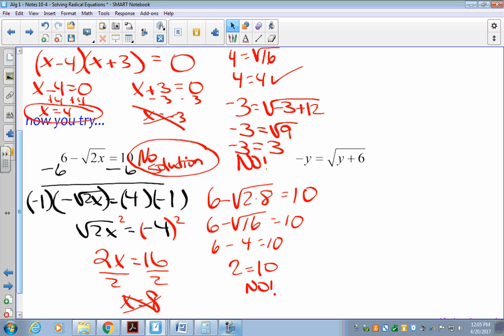All right. I'm going to do this one with you because there's a trickster involved. We have our square root right here. It's isolated by itself. We have our -y on the left-hand side. In order to get rid of the square root, we're going to square both sides.